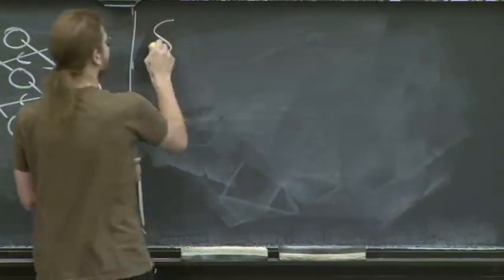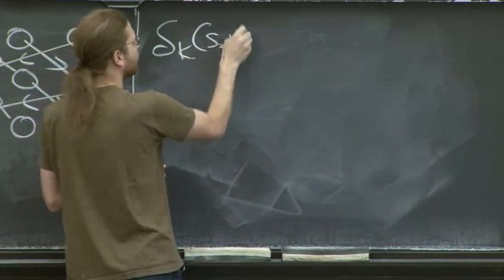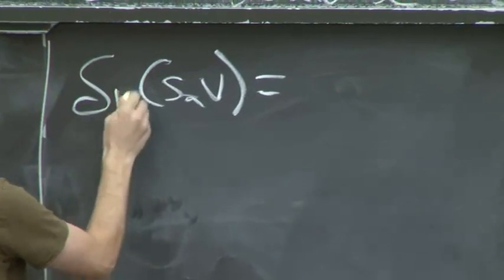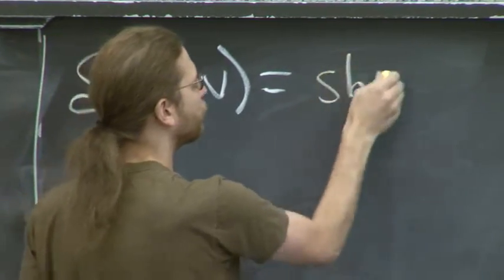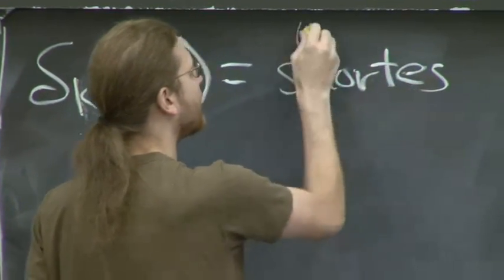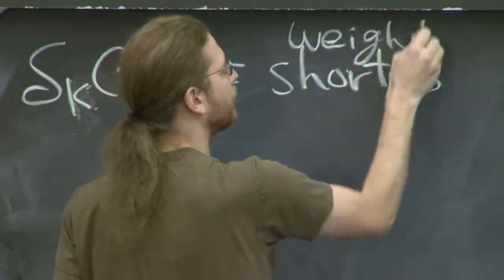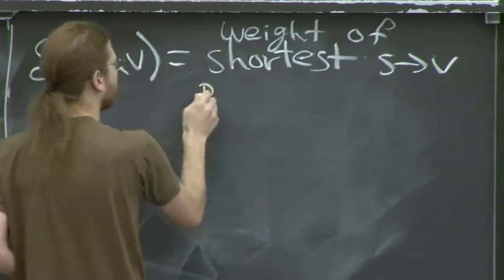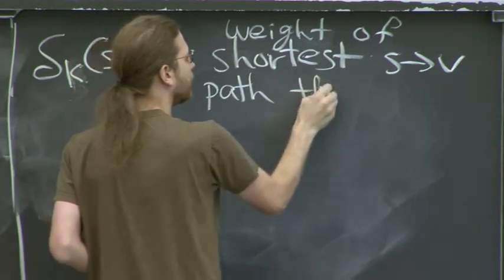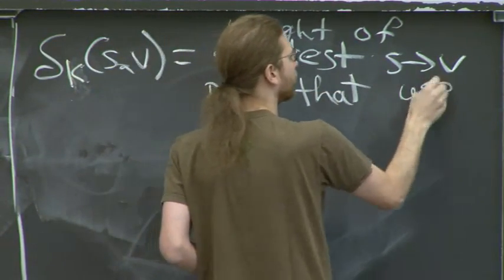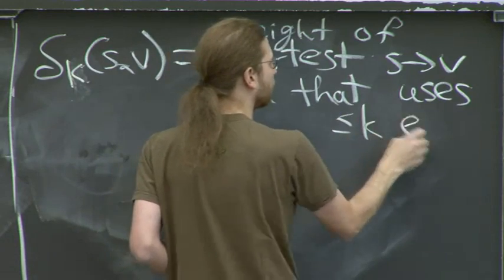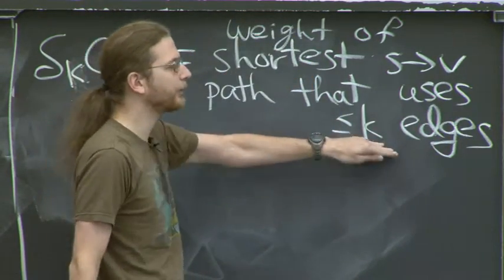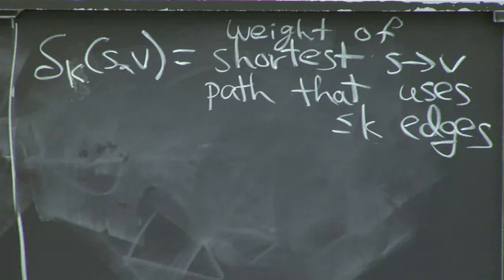Here's what it means. Delta sub k of S V. I'm going to define this first. This is a new kind of subproblem, which is: what's the weight of the shortest S to V path that uses at most k edges? So I want it to be shortest in terms of total weight, but I also want it to use few edges total.